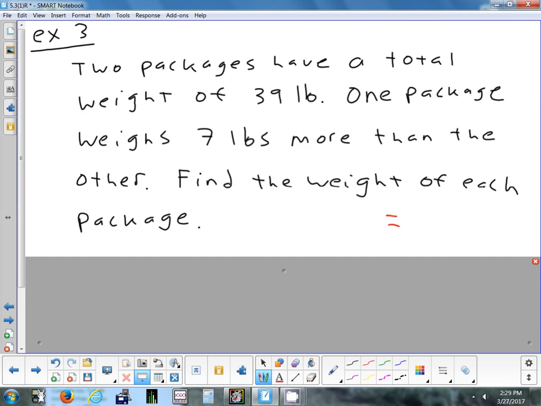All right, so what do we want to call package 1? We've got to pick a letter for it. P. All right. And what do we want to call package 2? A. All right. We just have to remember P is package 1, A is package 2.